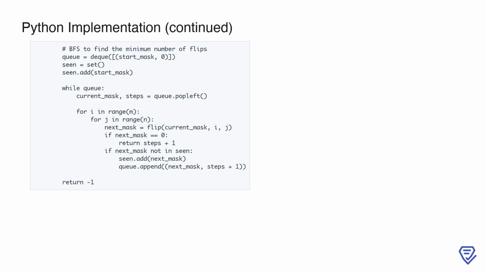For each cell, we calculate the next possible mask by flipping it and its neighbors. If this new mask equals 0, we return the current step count plus 1, as we've successfully converted the matrix to all zeros. Otherwise, if the new mask hasn't been encountered yet, we add it to the seen set and enqueue it with an incremented step count. If the queue is exhausted and no solution is found, we return -1, indicating that it's impossible to convert the matrix to a zero matrix.